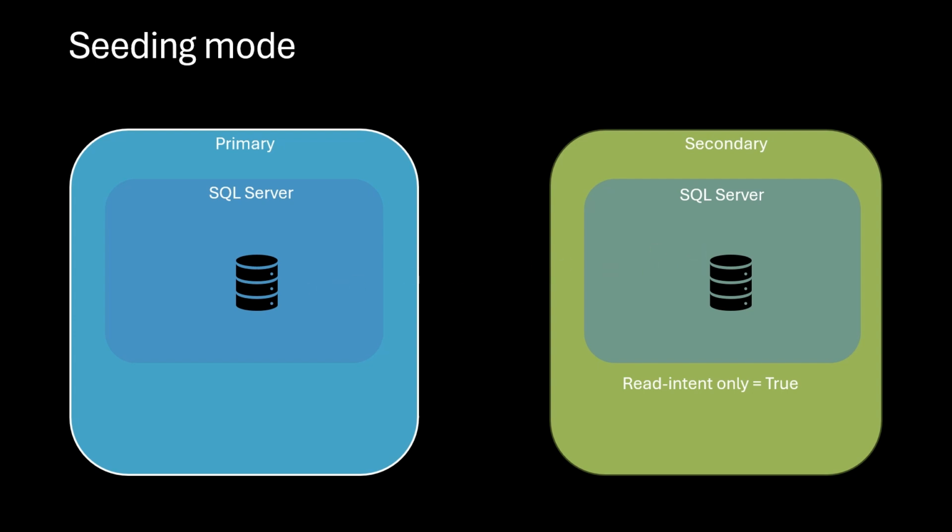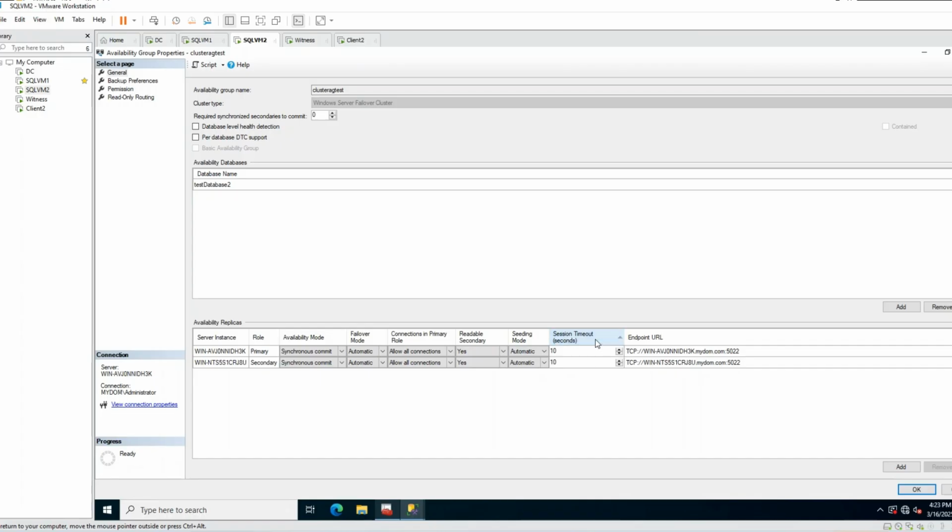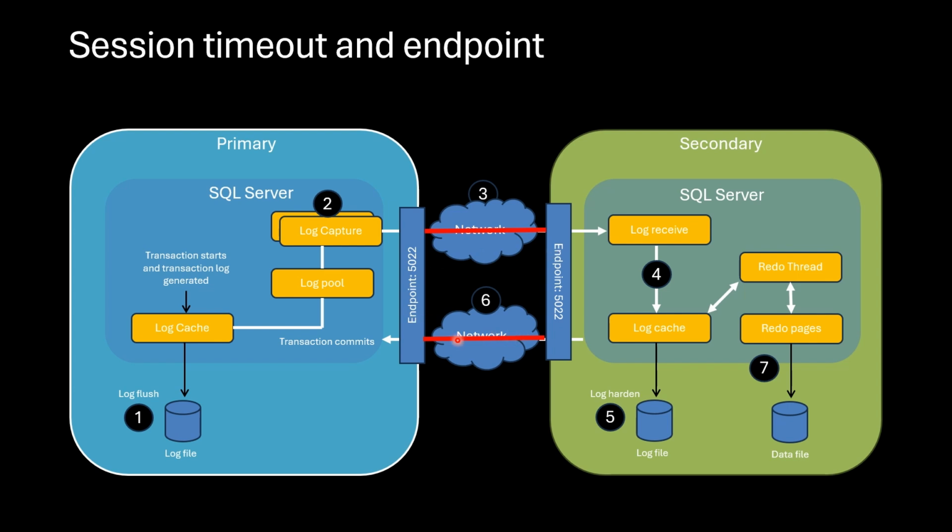If you do not use automatic seeding, you should take backup and restore manually in secondary. Let's also discuss session timeout and endpoint. Endpoint is synchronization port where synchronization related data is exchanged, okay, between replicas. In my case, you can see it is at port 5022, but you can customize this. These endpoints do not create sessions every time they want to exchange data, okay, because every time creating session is very much costly. Instead, these endpoints try to keep session alive, and the timeout for these sessions is 10 seconds.